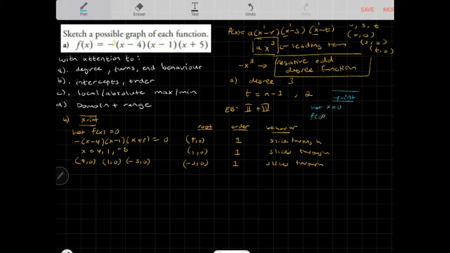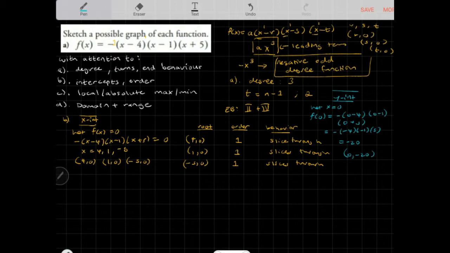So we're doing f of 0 is equal to negative 0 minus 4 times 0 minus 1 times 0 plus 5, which is negative 4 times negative 1 times 5. And this is going to give us negative 20. So 0 and negative 20 is our y-intercept. Okay, so now we have our y-intercept, we have a series of x-intercepts, right?